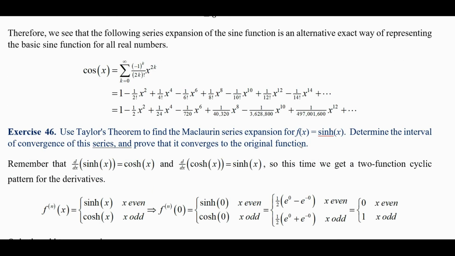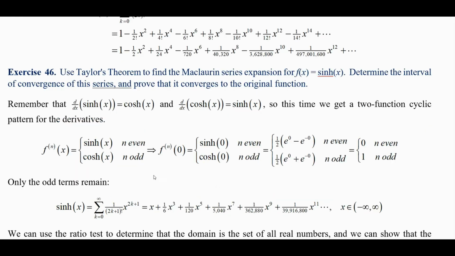Well, remember the derivative of sinh of x is cosh of x, and the derivative of cosh of x is sinh x. Cosh of x is the hyperbolic cosine of x. I'll show you the definition for it here in a minute in terms of the exponential function e to the x, and the same thing for sinh of x. So we get this two function pattern here. If n is even, the nth derivative is sinh of x, and if n is odd, the nth derivative is cosh of x. Now evaluate at 0: sinh of 0 turns out to be 0, and cosh of 0 turns out to be 1.